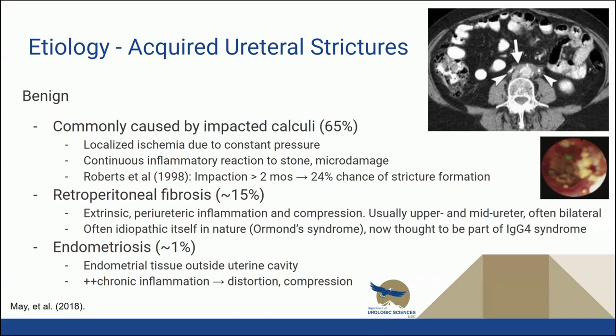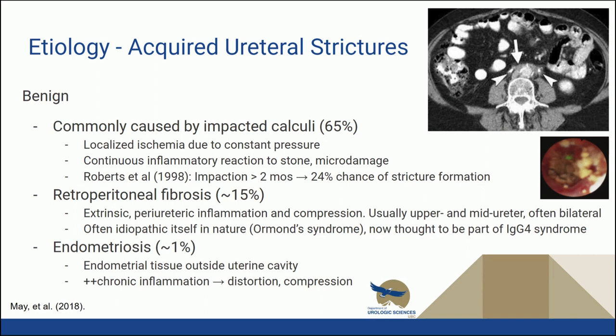As you can see, retroperitoneal fibrosis also has implications on urologic practice in the form of extrinsic compression of the ureters, leading to obstruction, renal failure, flank pain, and also, in the context of today's discussion, up to approximately 15% of ureteral strictures can be attributed to retroperitoneal fibrosis.